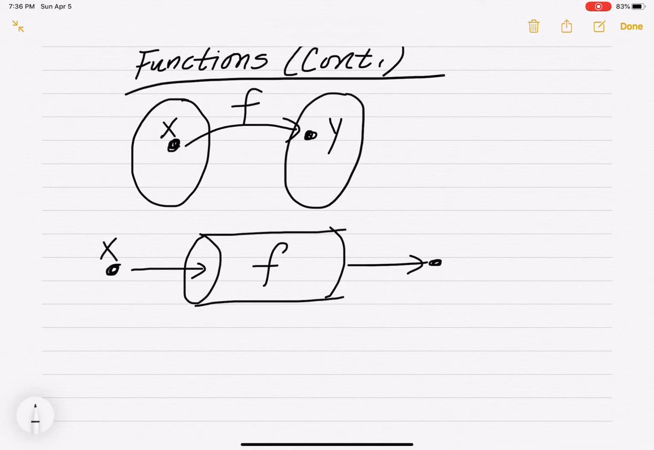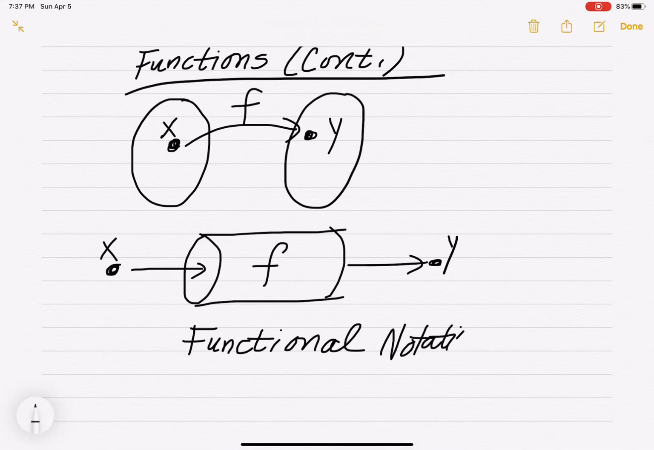So something that we often write is what's called functional notation for representing how the input goes in and how the output goes out. Functional notation. We write f, parentheses, x, which we say "f of x." That's the way we say that. "F at x" sometimes, or "f of x," either one, equals y.